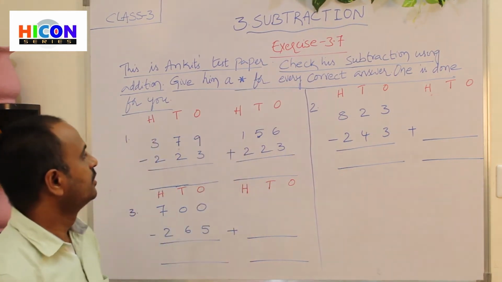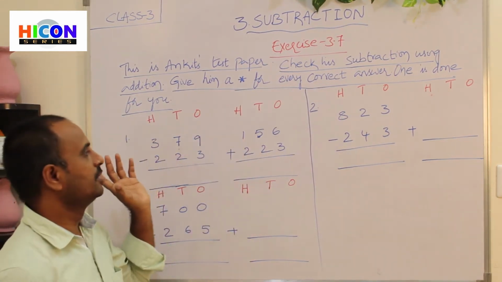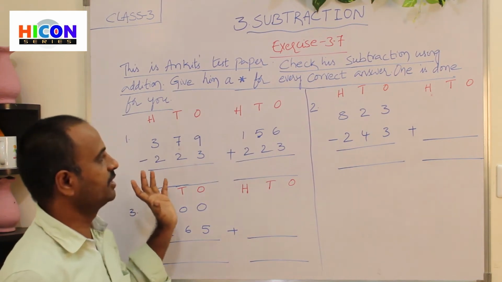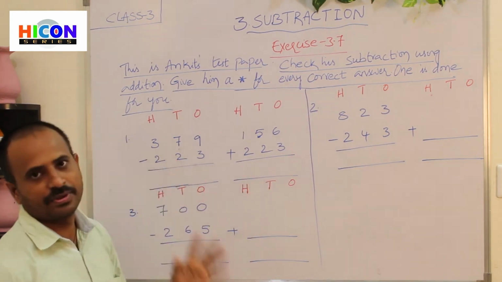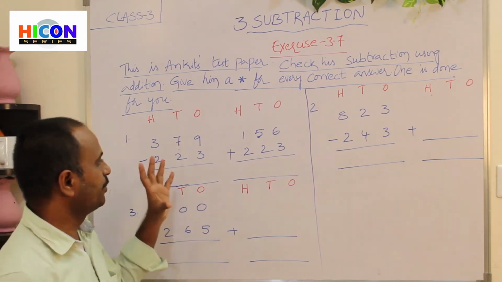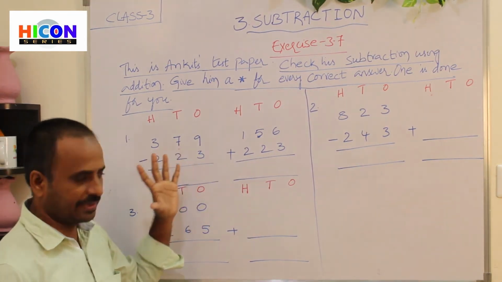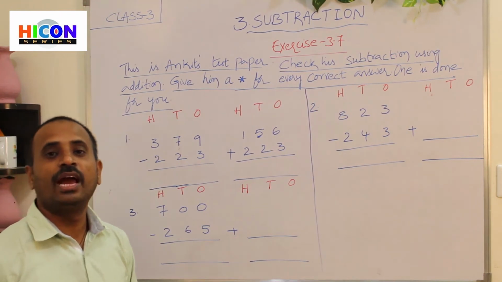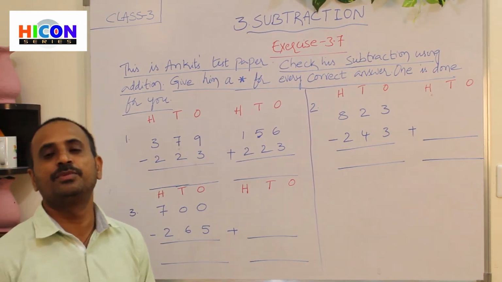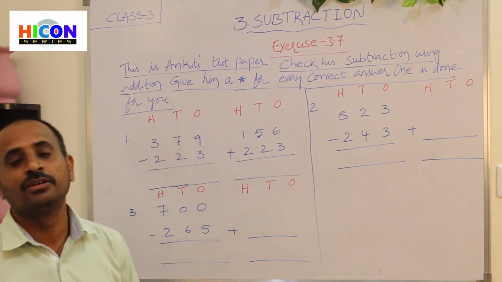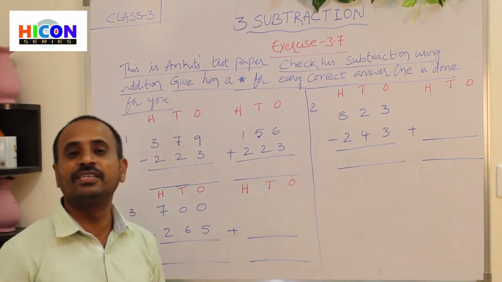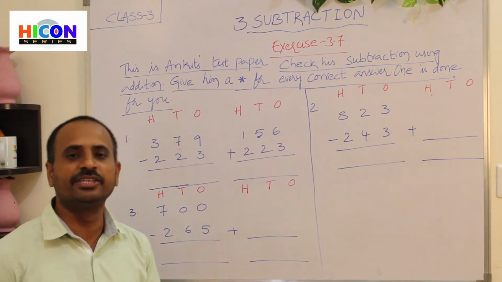So children, look at the problem. Here you are observing some subtractions in the sheet. This is Ankit's test paper. He has done some subtractions. Now we have to verify his subtraction. That means we have to check whether his answer is correct or not. So how can we check his answer? We can check his answer by using addition.